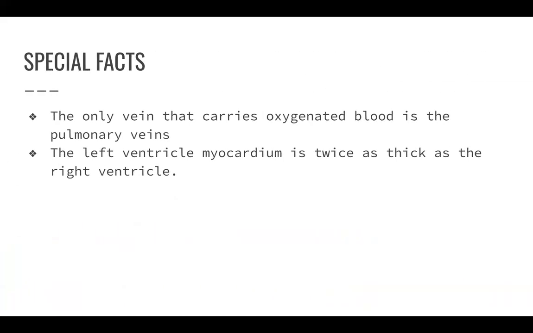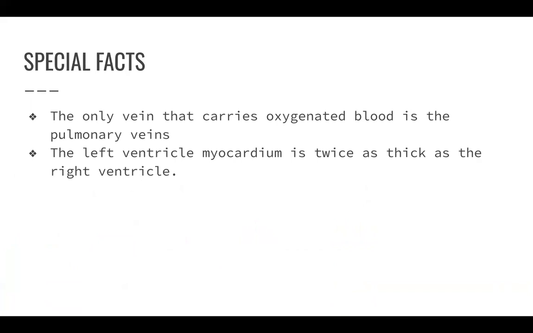So, a few special facts. The only vein that carries oxygenated blood is the pulmonary vein. I've already talked about that. It's very important to note because you want to be able to label the diagrams and understand which one is which within the respiratory system as well as the cardiac system and the blood vessels of the body.